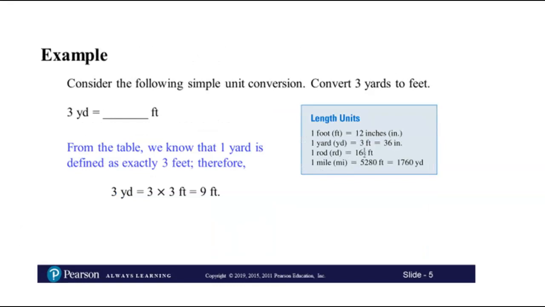So if we're looking at converting something, and you look at this and you go, oh gosh, I can get that. 3 yards equals how many feet? Well, we know when we look over here that 1 yard has 3 feet, so that means that 3 yards must have 9 feet, because 3 yards times 3 feet is 9 feet. And that's great when we're looking at something that is familiar and has fairly easy numbers to be able to calculate.